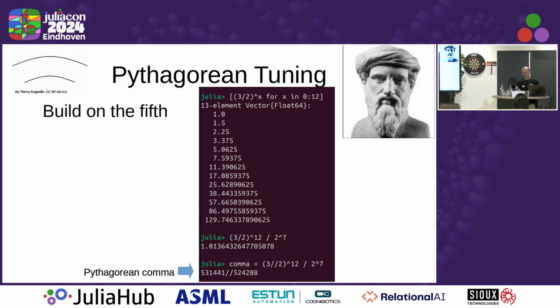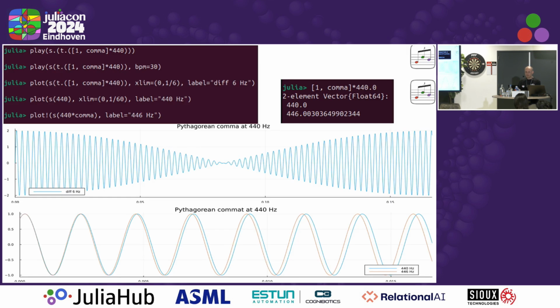If you do it 12 times, you actually get to something which is almost 7 octaves higher. And the difference is this little bit, this funny looking fraction, which is called the Pythagorean comma. And this comma is actually not so small. So if... which slide am I on?